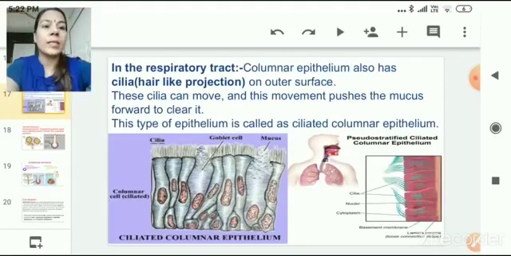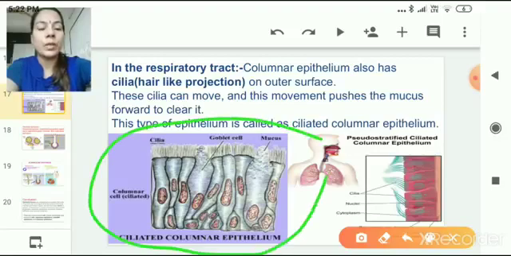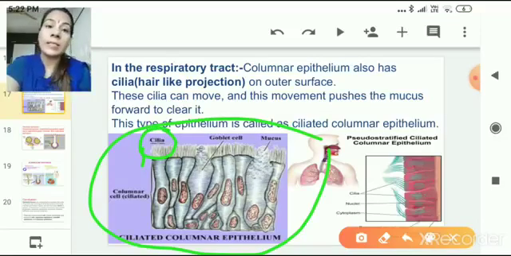Here in this diagram you can see the structure of ciliated epithelium. In this structure you can see projections here, and these are called cilia. These cilia can move, and this movement helps in pushing the mucus forward to clear the passage. Similarly, these cilia or hair-like projections are present in the respiratory tract also.